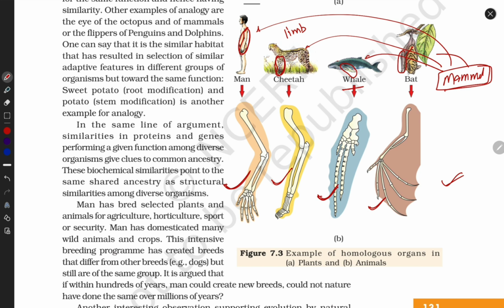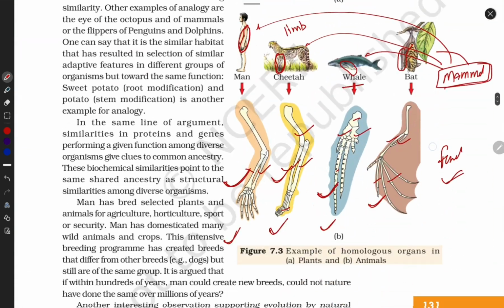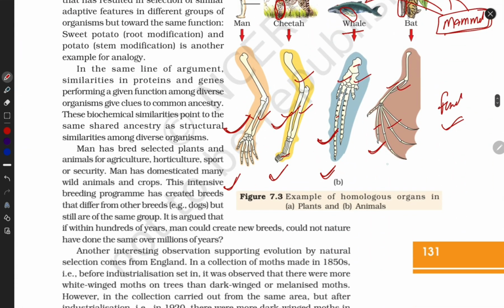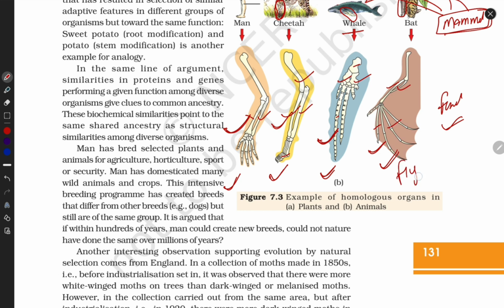And what do they have? They have radius, ulna, metacarpals, carpals. Radius, ulna, metacarpals, carpals. Same. But their function is different. They use their limb for handling something, for running, for swimming, for flying, and for hanging something.